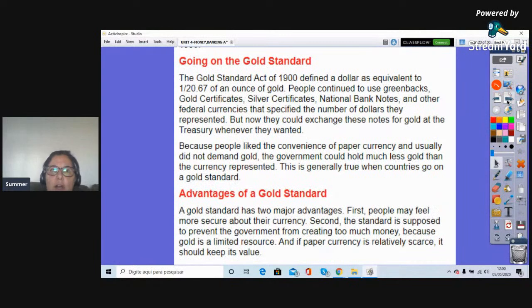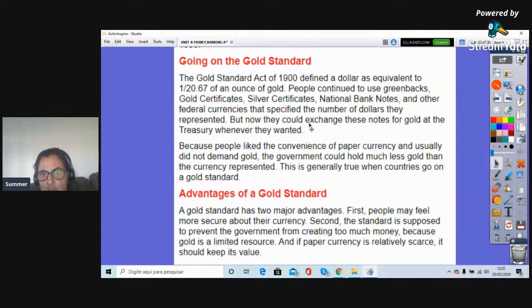Let's see here. Going on the gold standard. So remember, when the federal government started issuing money, printing money, they did not have gold or silver to back it up, okay? The Gold Standard Act of 1900 defined a dollar as equivalent to what? $1 is worth 20.65 ounce of gold. So people continued to use greenbacks, the gold certificates and the silver certificates, national bank notes, and other federal currencies that specified the number of dollars they represented. By this time, they could exchange these notes for gold at the treasury whenever they wanted.